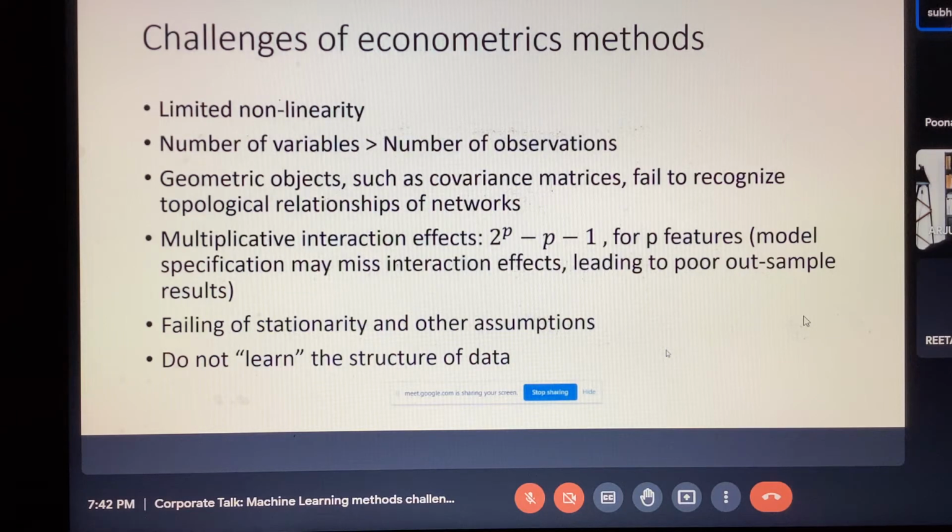We can have models which have multiplicative interaction effects, but the number of such effects is very large. For P features, the number of multiplicative interaction effects is nearly 2 to the power P. So if you have 10, it will be 2 to the power 10. That's a large number of multiplicative interaction effects, so your model doesn't become scalable. You cannot really work at scale when you have a large number of variables in a traditional model.